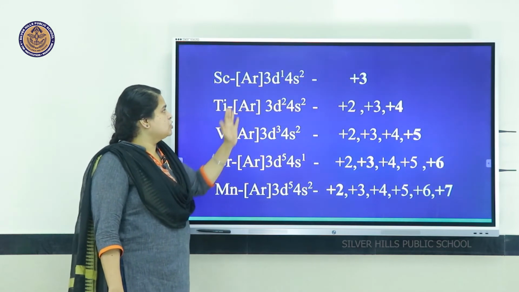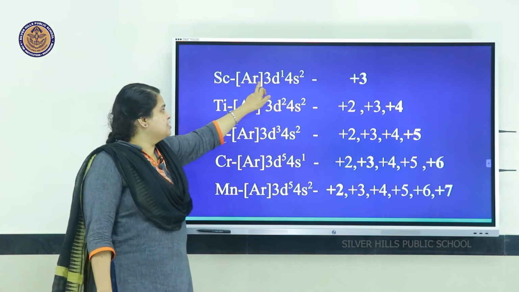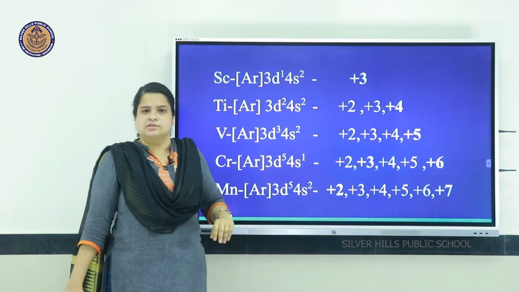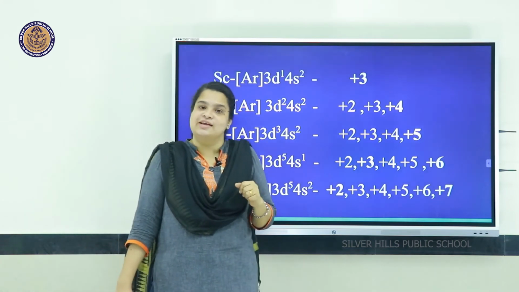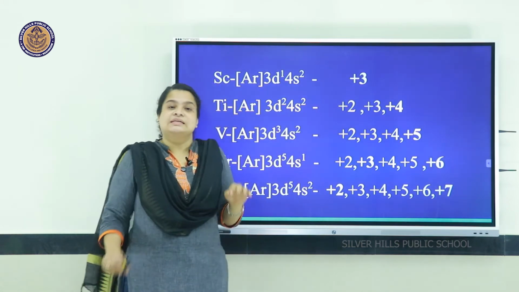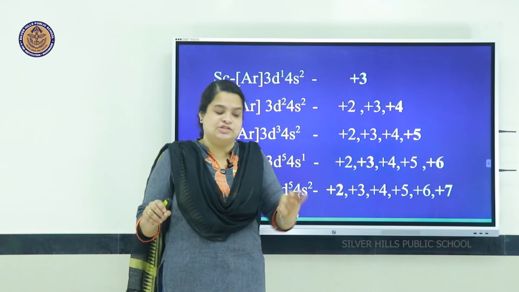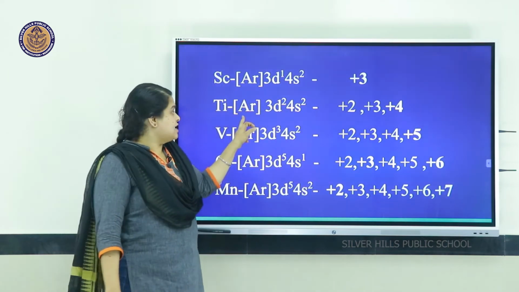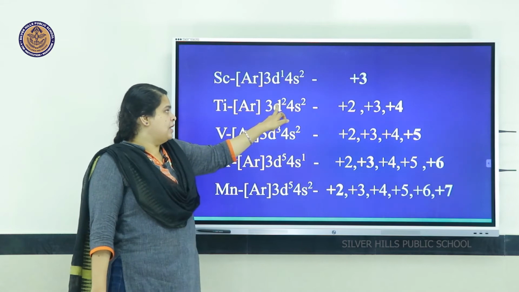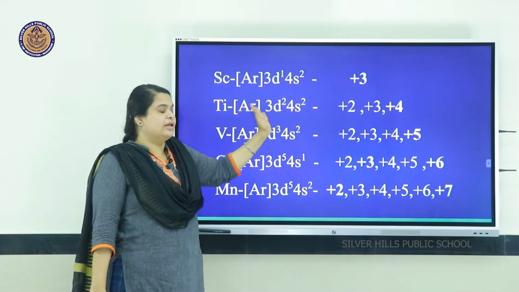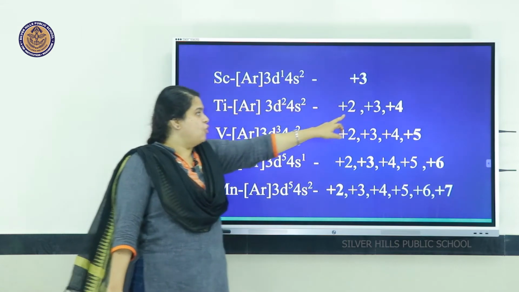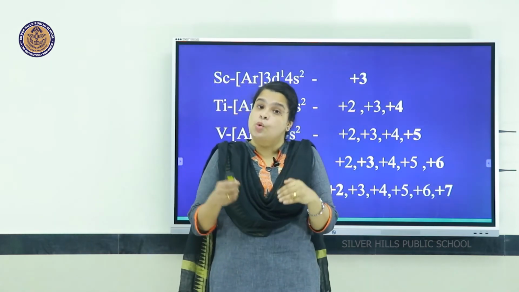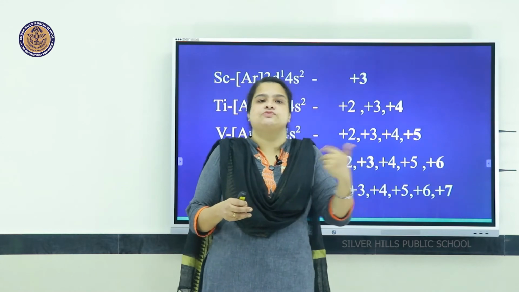Here's scandium, configuration of scandium, you know, it is 3d1 4s2. When it gives all the 3 electrons, it forms a stable oxidation state, that is +3. Scandium always +3 is stable. Now when you take titanium, titanium is having two electrons here, you can give all the electrons, that is 4+, titanium 4+ is highly stable. So titanium can show from +2 to +4.